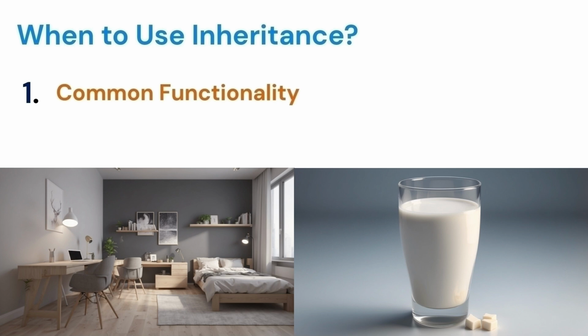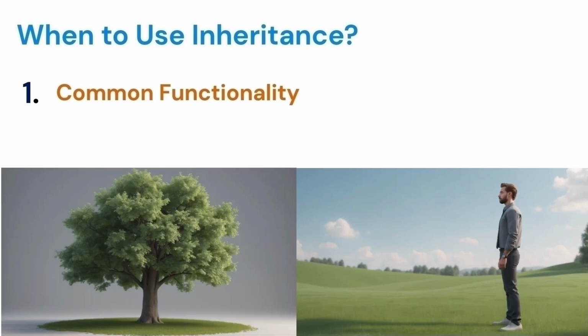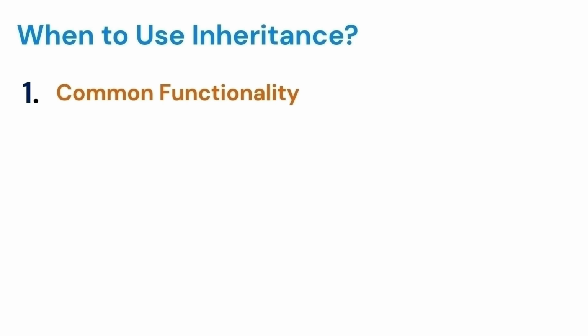This is a room and this is a glass of milk. Both have temperature. This is human and this is a tree. Both have height, both grow, and both take water. Common functionality you will find between any two things. Of course, common functionality is too generic and it cannot serve as a good criterion to decide inheritance.